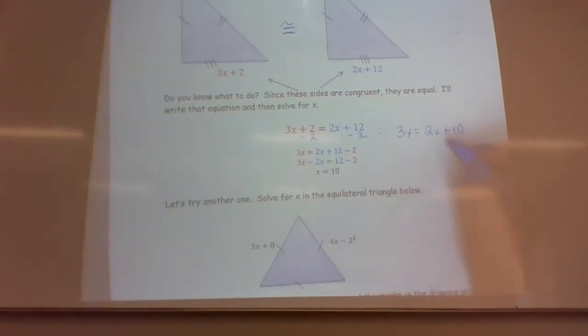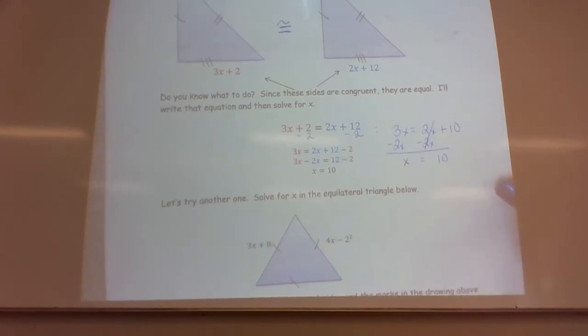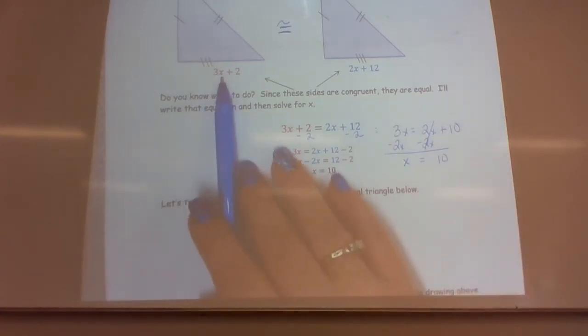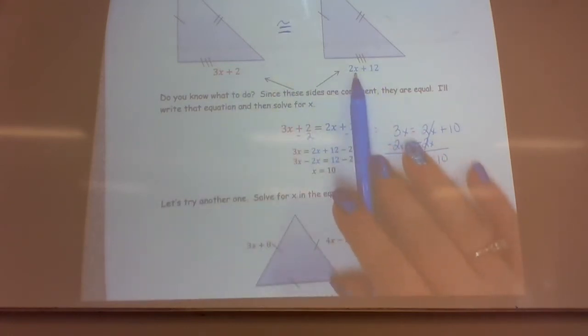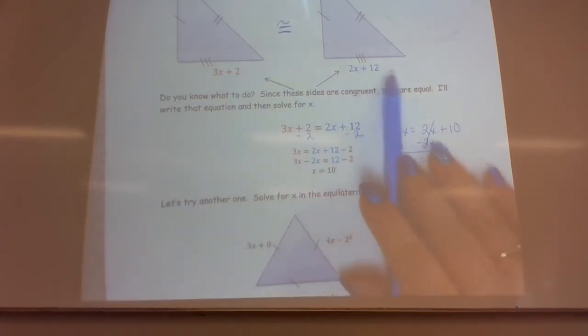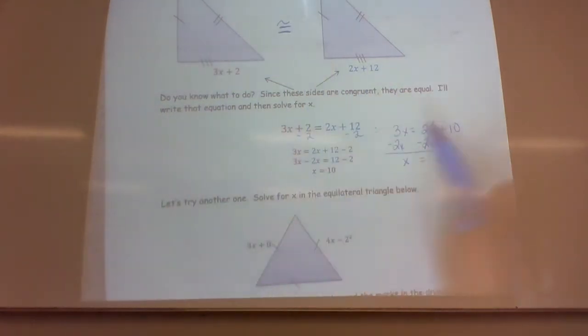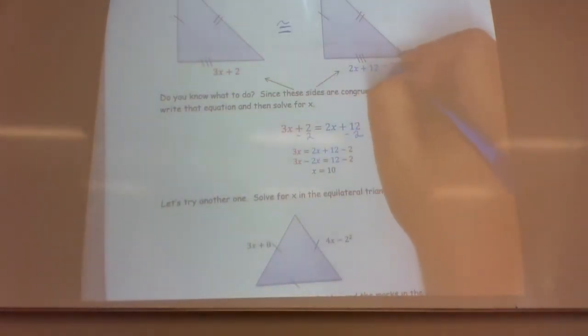But now I need to isolate and move the x's. So I'm going to subtract this one, and I know that I get 10 on this side, and 3 minus 2 is 1, or simply just x. So now we can say that x equals 10. And 3 times 10 is 30 plus 2 is 32, and 2 times 10 is 20, plus 12 is 32. So both of these sides are equal to 32.